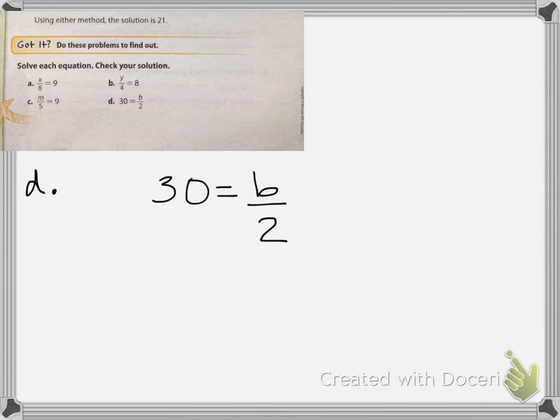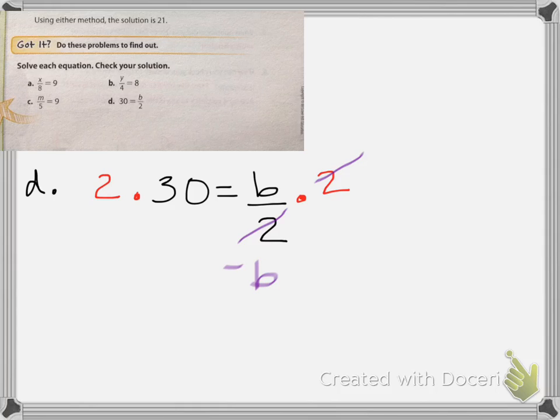So again, we start every single problem the same way. First, identify the variable. In this problem, the variable is B, and it's on the right-hand side. So then you ask yourself, what's being done to B? B is actually being divided by 2, because remember, that's what that fraction bar means, division. So now to undo dividing by 2, we're going to multiply both sides by 2 so that we can go ahead and cross simplify these 2's right here.